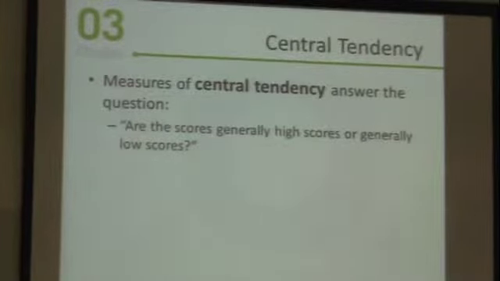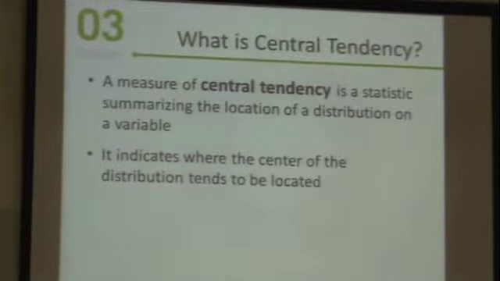So central tendency is going to answer some questions. One thing it's going to tell us when we're able to compute it is, if we're looking at an exam, for instance, did people generally do better? Did they do well on the test, or did they not do so well? That's the idea. It will give us indications of that. Is it a high-scoring exam or a low-scoring exam? It'll help us figure that out. And it will also show us where the center is located.